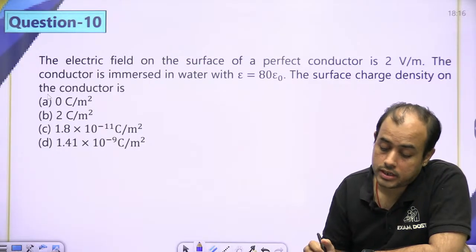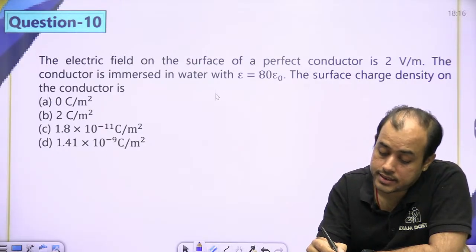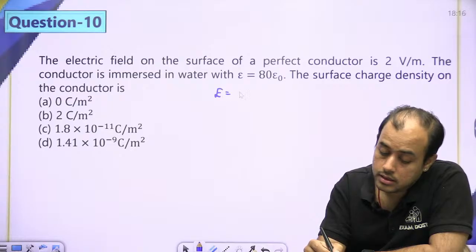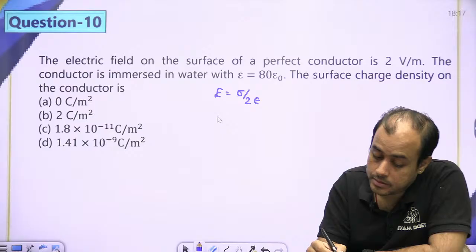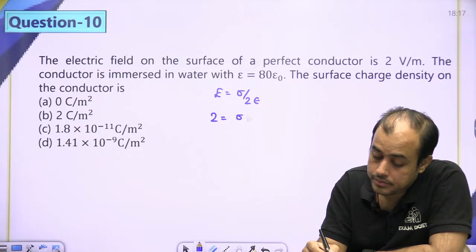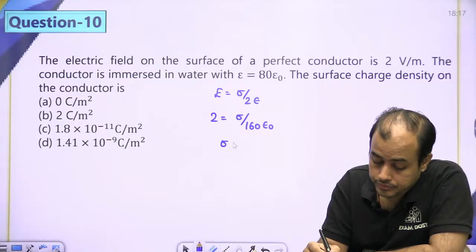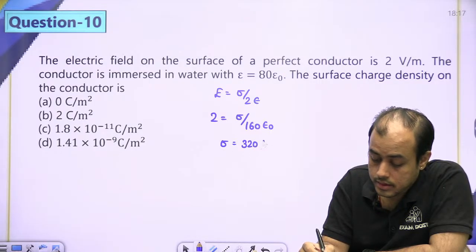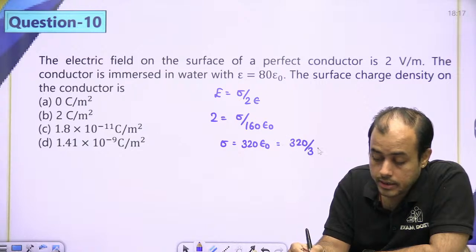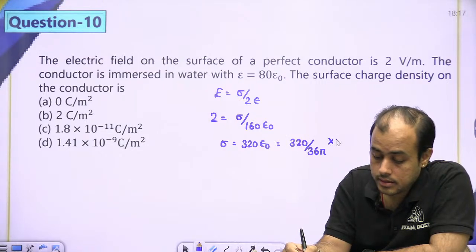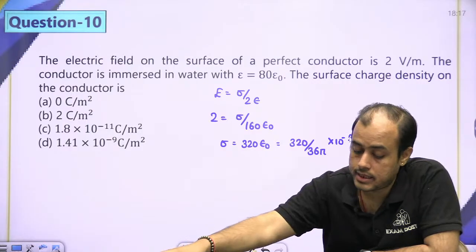Electric field strength is given. It is immersed in water. What is the surface charge density? For a perfect conductor, it is sigma by 2 epsilon. T20 epsilon naught. T20 by 36 pi 10 to the power minus 9.